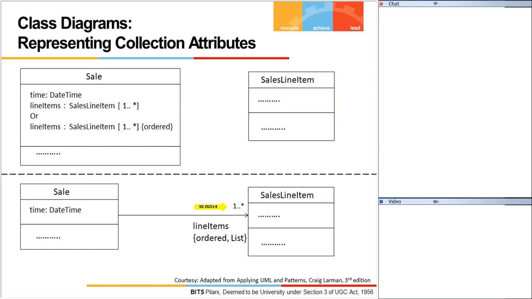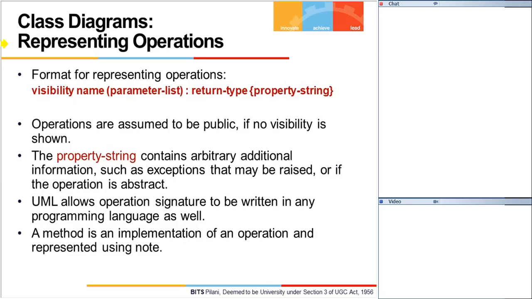Okay. Let's move ahead. There are a lot more notations that I want to add into this, and we're short of time. So let's take up more notations. The next notation is for representing operations, right? So how do we represent operations, or alternatively also called the methods? So this is the format of representing the operations.